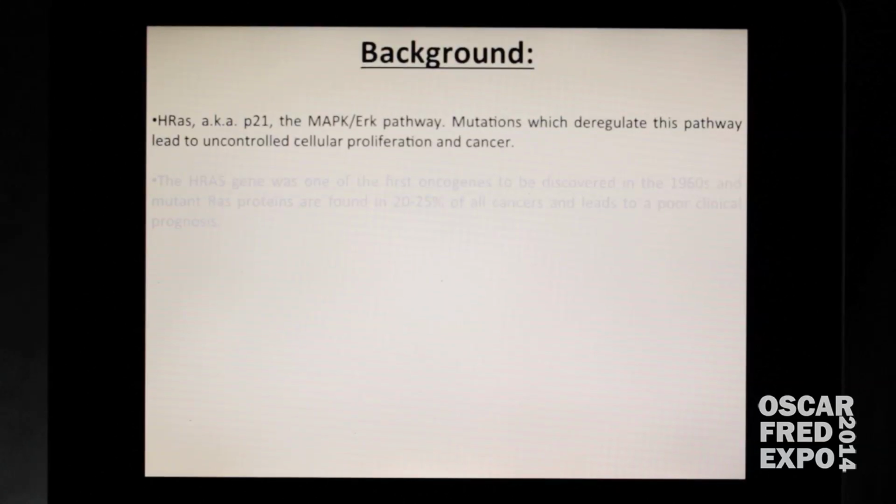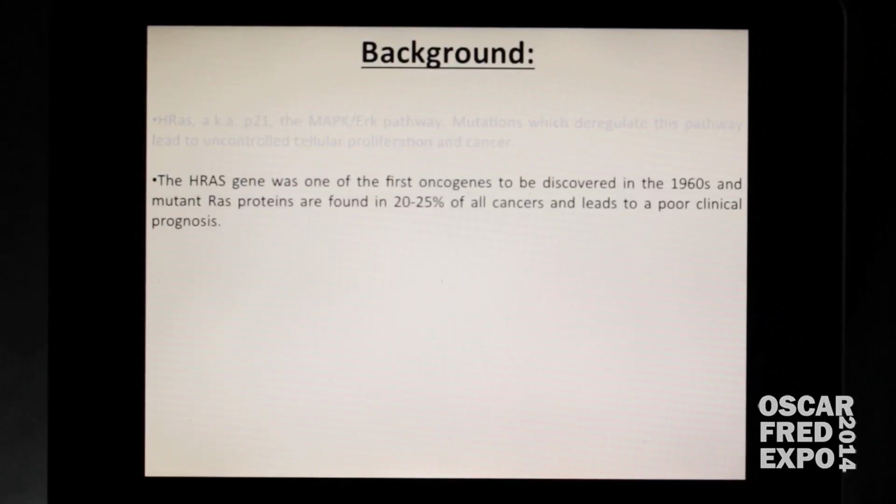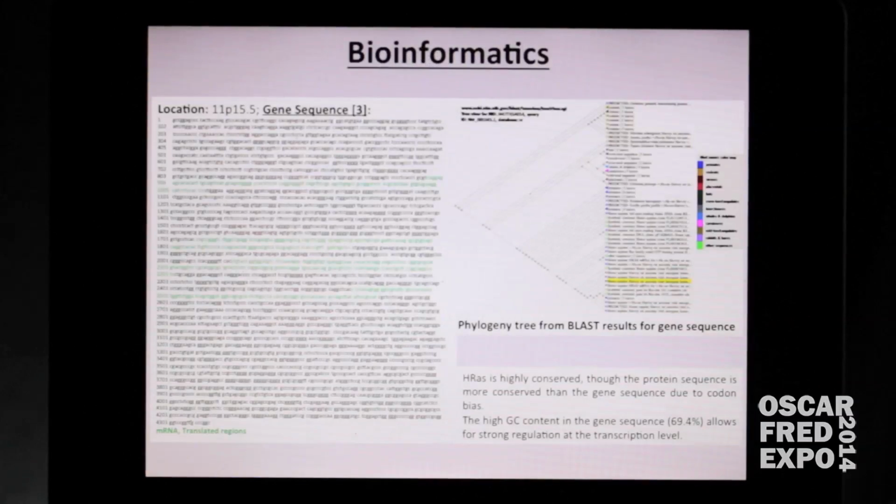this poster. From the background, HRas is part of the MAP kinase ERK pathway. Mutations which deregulate this pathway lead to uncontrolled cellular proliferation in cancer. Because of this, HRas is known as an oncogene. And the HRas gene was one of the first oncogenes to be discovered in the 1960s, and mutant Ras proteins are found in 20 to 25% of all cancers and lead to very poor clinical prognosis.